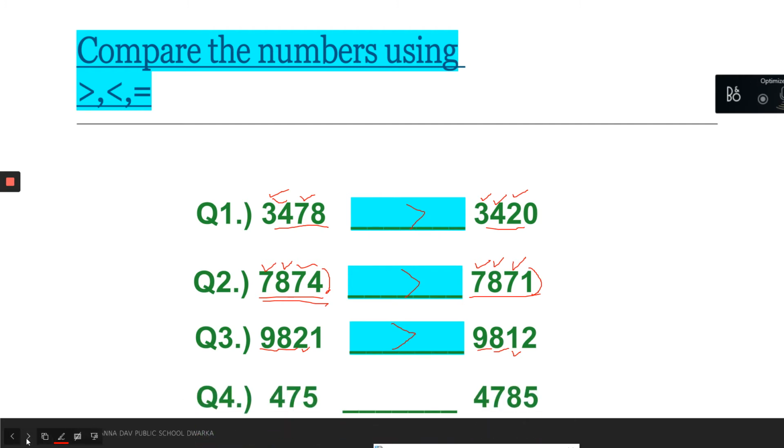Now children, in this question you can see here we have 3 digits. Here we have 4 digits. So which number will be greater? 4 digit number or 3 digit number? Yes, the 4 digit number will automatically be more. And you can also see that at the thousand place here it is 4 and here at the thousand place we have nothing. So we can also put 0 here and we can see that 4 is greater than 0. In that way also this number 4785 is greater.